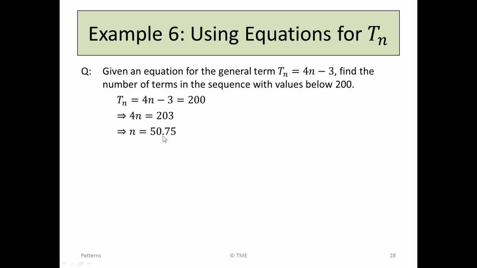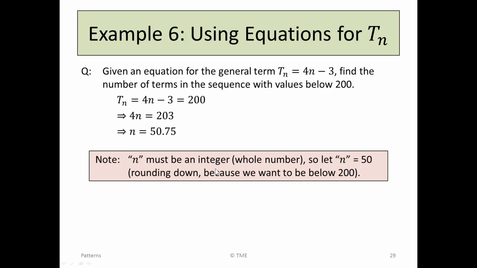But 50.75 makes no sense. It's either the 50th term or the 51st. We don't have the term and a half or the term and a quarter. n must be an integer. So if n is an integer or a whole number, then we might use the number 50, rounding down or truncating, because we want the number to be below 200.